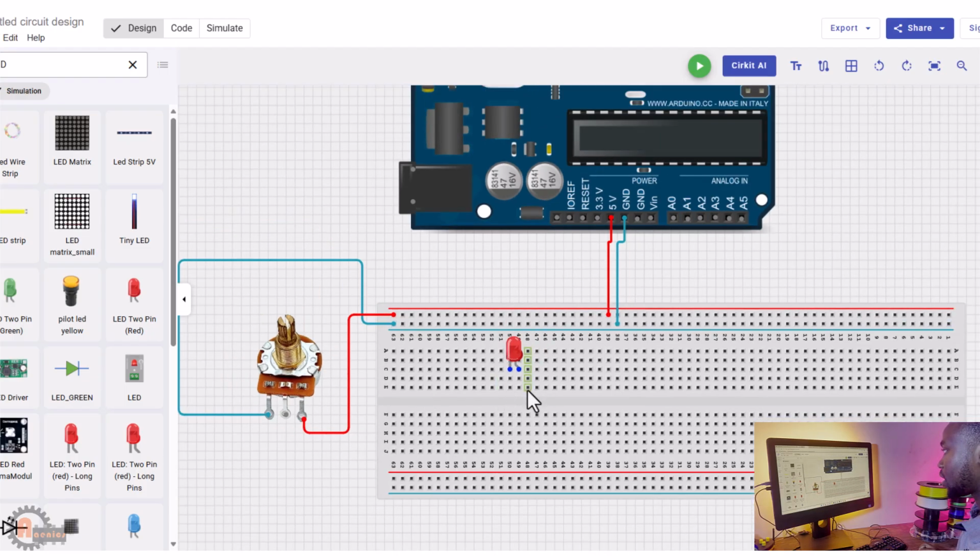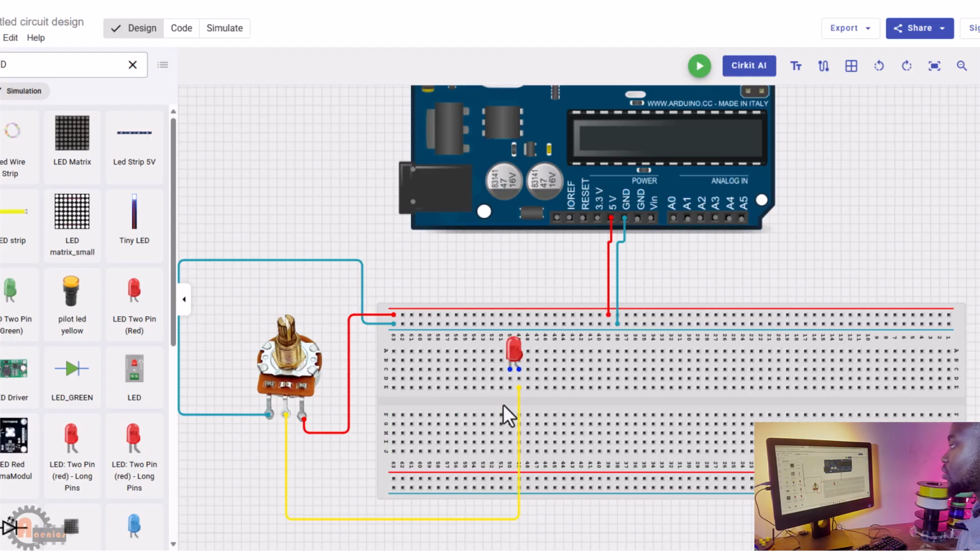So instead of taking 5 volts from the power supply directly, I'm just going to take it from the output of the potentiometer instead. So this is it. Okay.